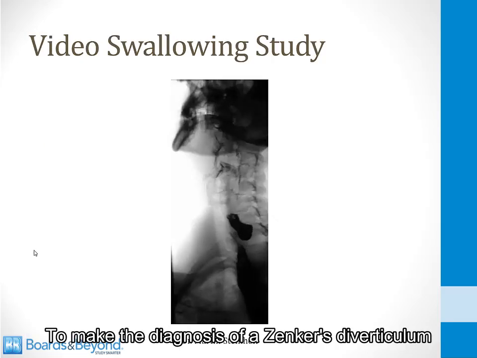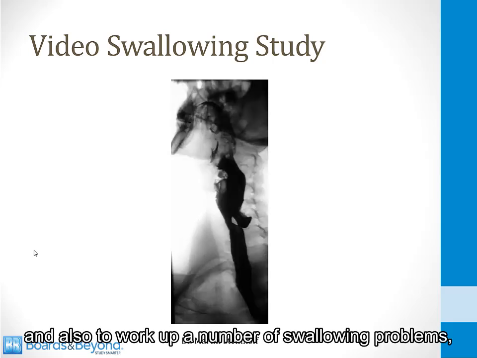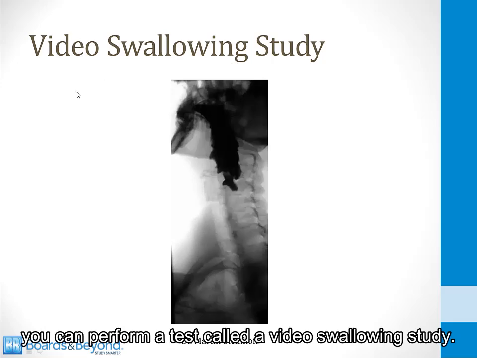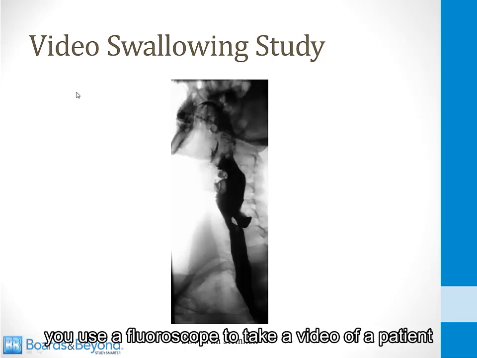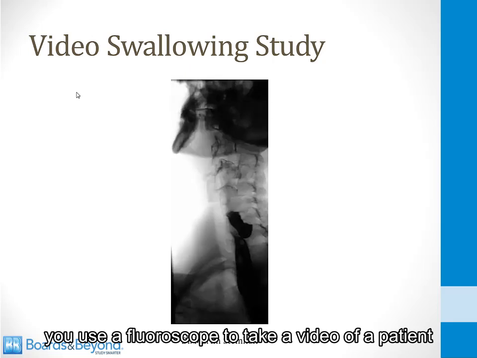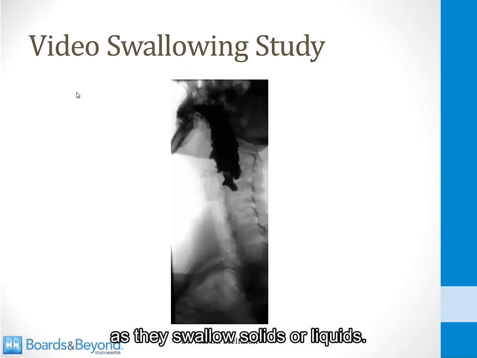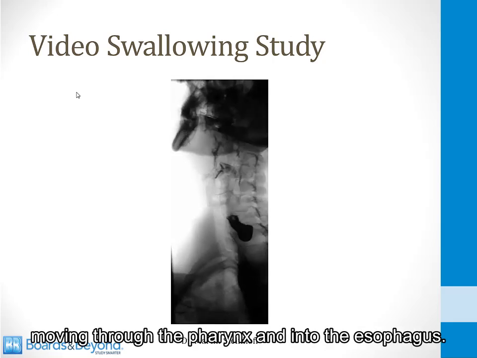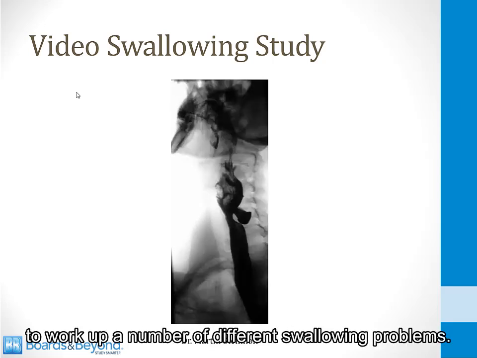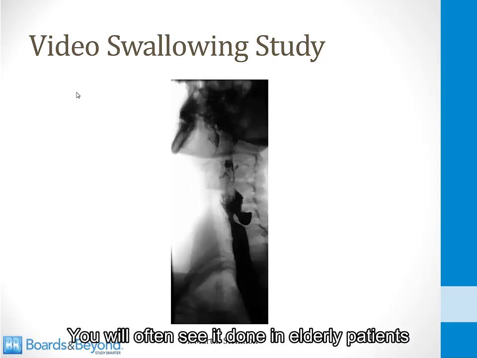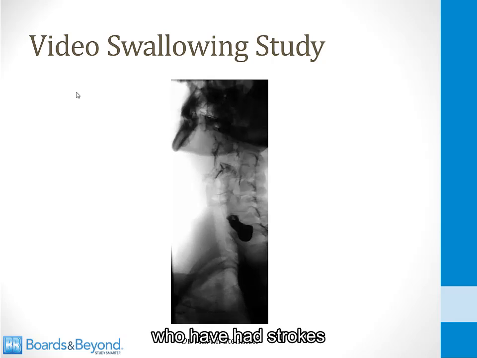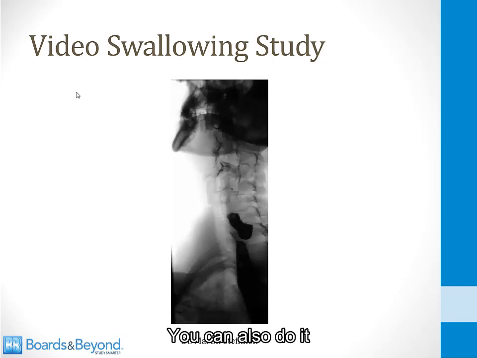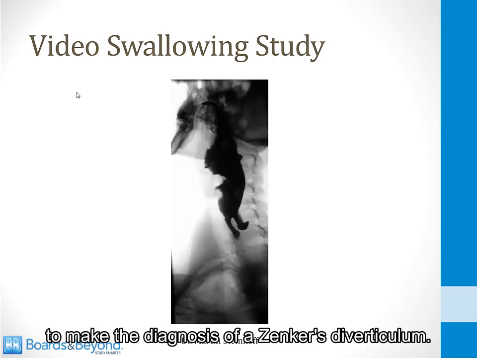To make the diagnosis of a Zenker's diverticulum and also to work up a number of swallowing problems, you can perform a test called a video swallowing study. In a video swallowing study, you use a fluoroscope to take a video of a patient as they swallow solids or liquids. It allows you to visualize solids or liquids moving through the pharynx and into the esophagus. You can do this to work up a number of different swallowing problems. You will often see it done on elderly patients who have had strokes to see if they are still able to safely swallow solids. You can also do it to make the diagnosis of a Zenker's diverticulum.